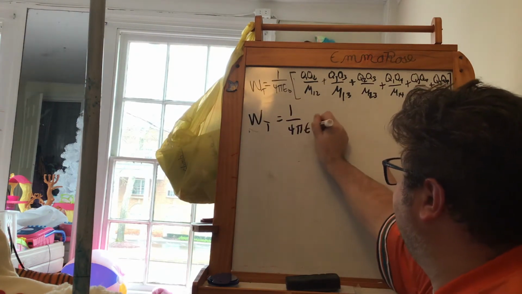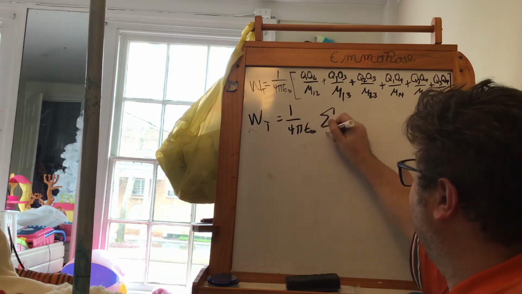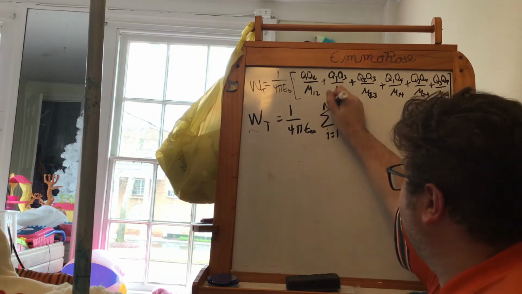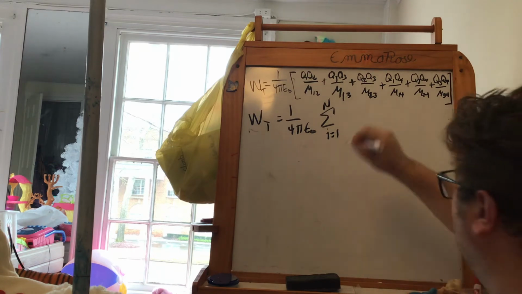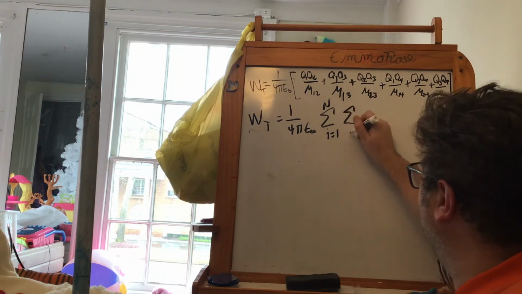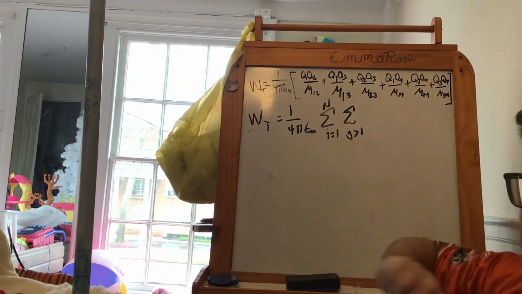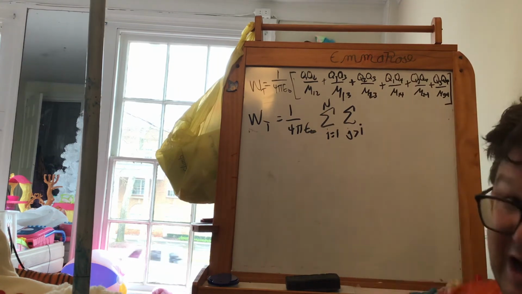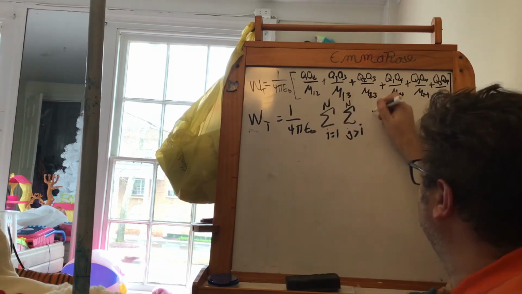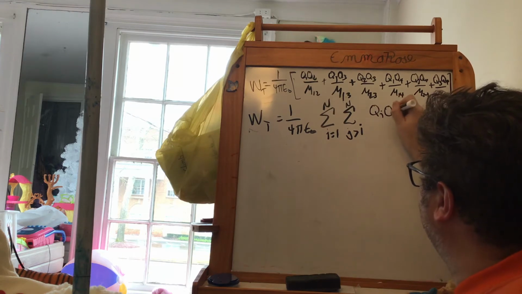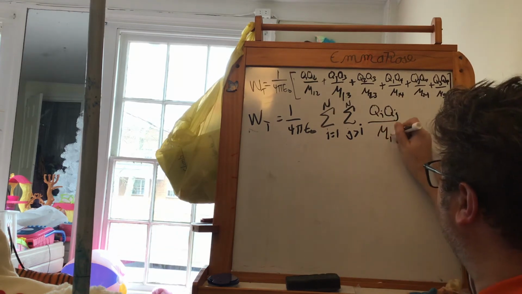1 over 4 pi epsilon naught, the sum from i equals 1 to n, in this case n would be 4, the sum over j greater than i to n, of qi, qj over script r ij.